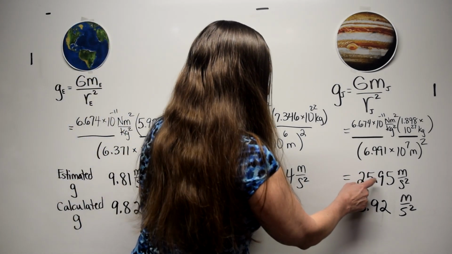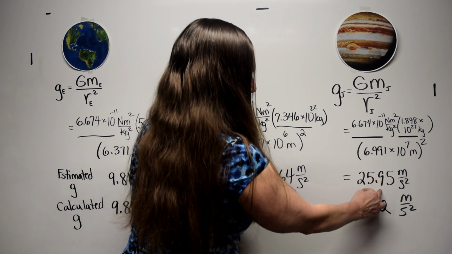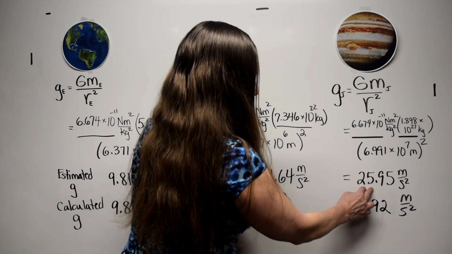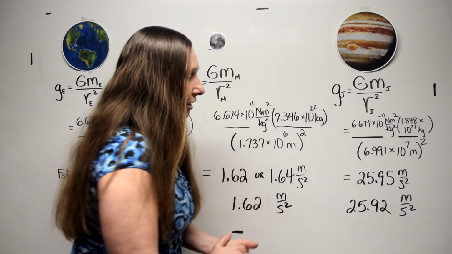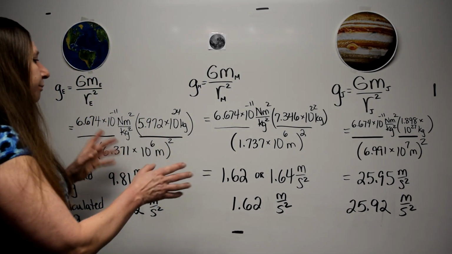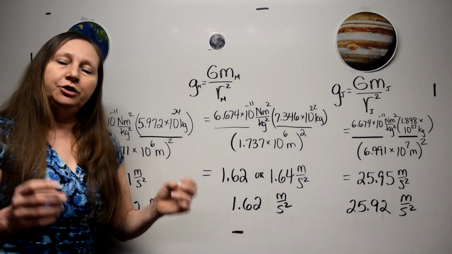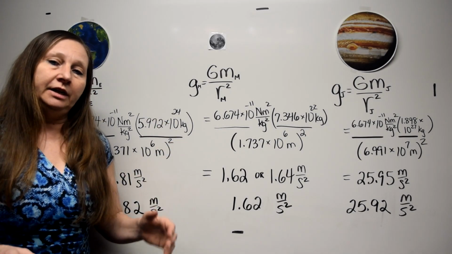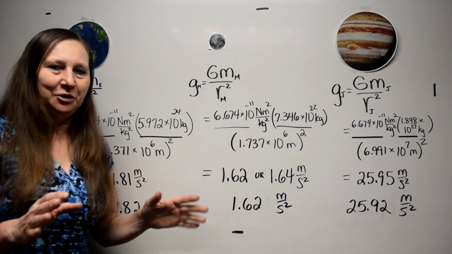And here, 25.9, not really to 3 significant figures, to 2 significant figures. To 2 significant figures, it would be 26 and 26. So, we're matching the acceleration due to gravity that you commonly find on the internet to 2 significant figures. That's about the best we're going to do.